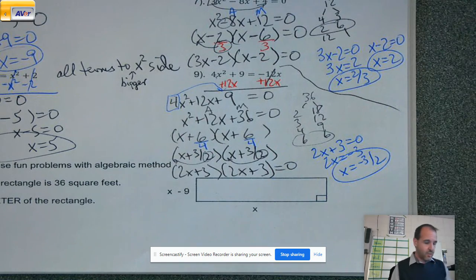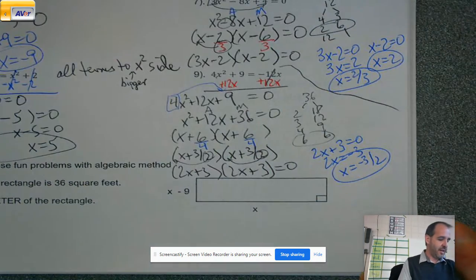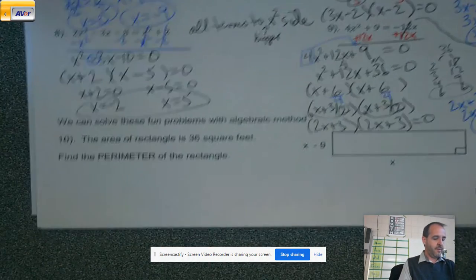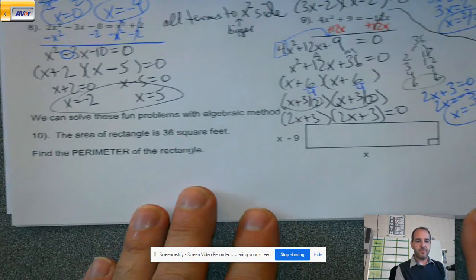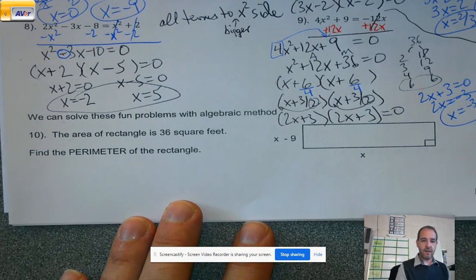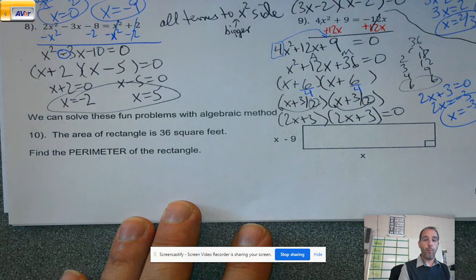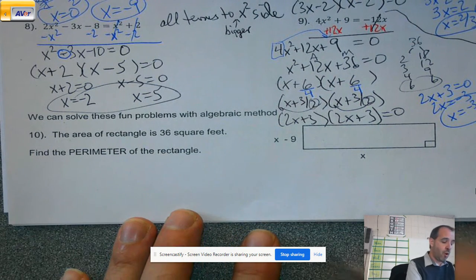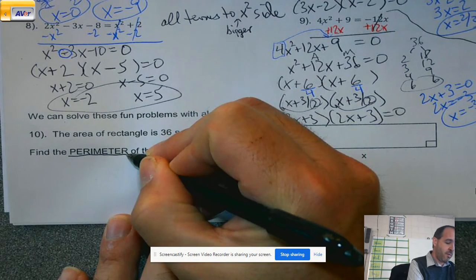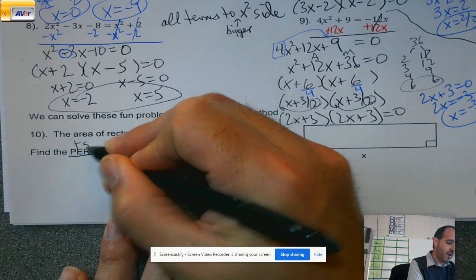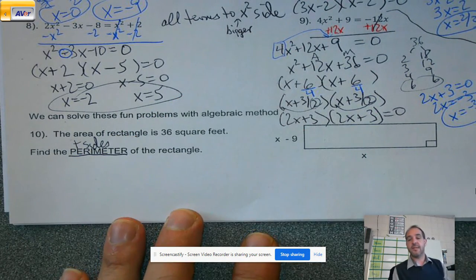Okay. One last one. We've got to get an application in. Okay, we sort of talked about this before. Area of a rectangle is 36 square feet. Find the perimeter. Add up all the sides. So we've got to figure out how long the sides are first.